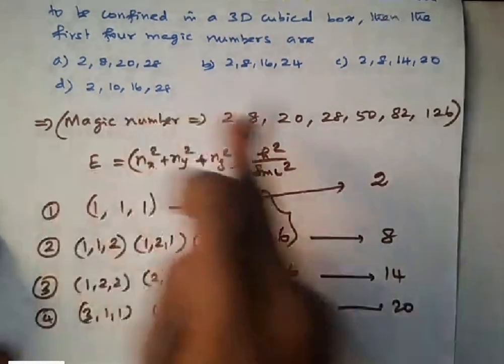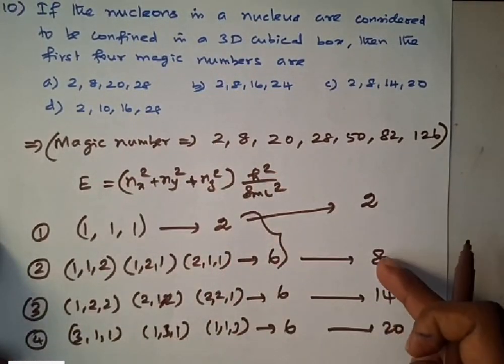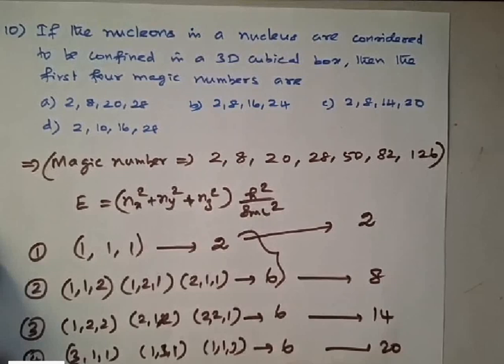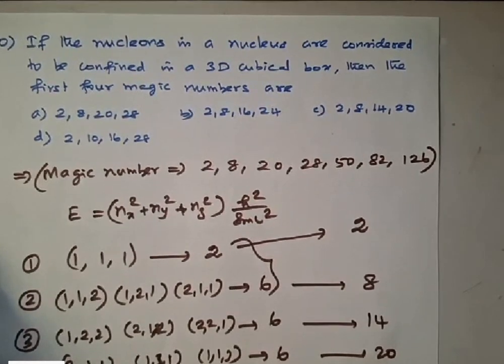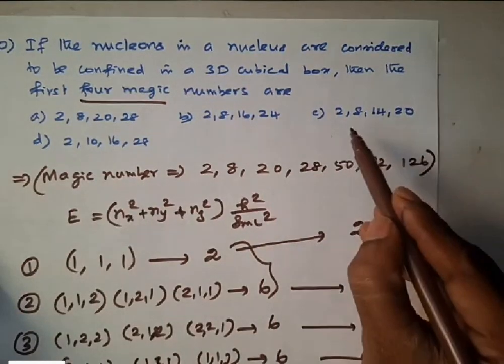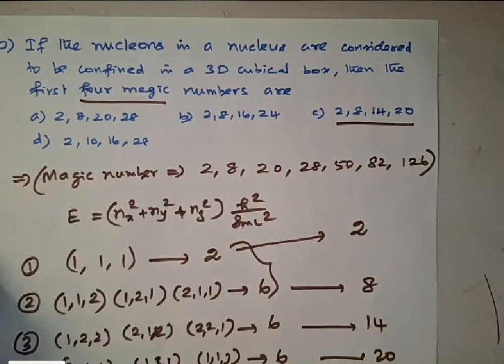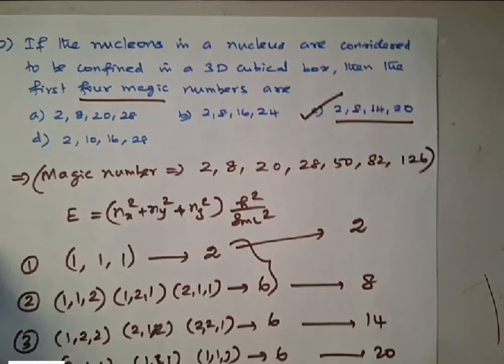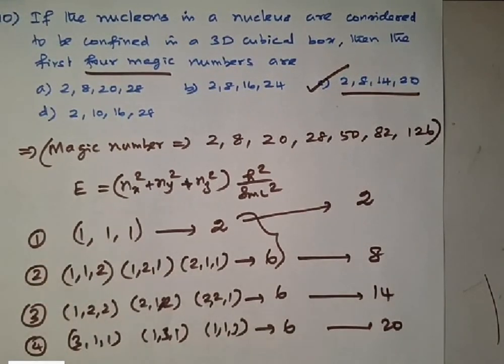Now check the options. In which option do we have 2, 8, 14, 20? Because they are asking for the first 4 magic numbers, and we have found out the first 4 magic numbers. So the correct option is 2, 8, 14, 20. The correct option is option C. Okay, take down. Is this clear to all?